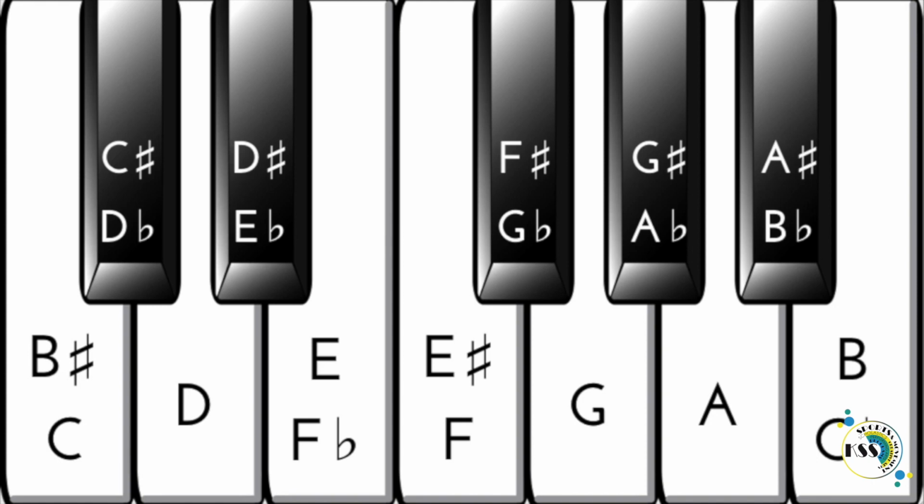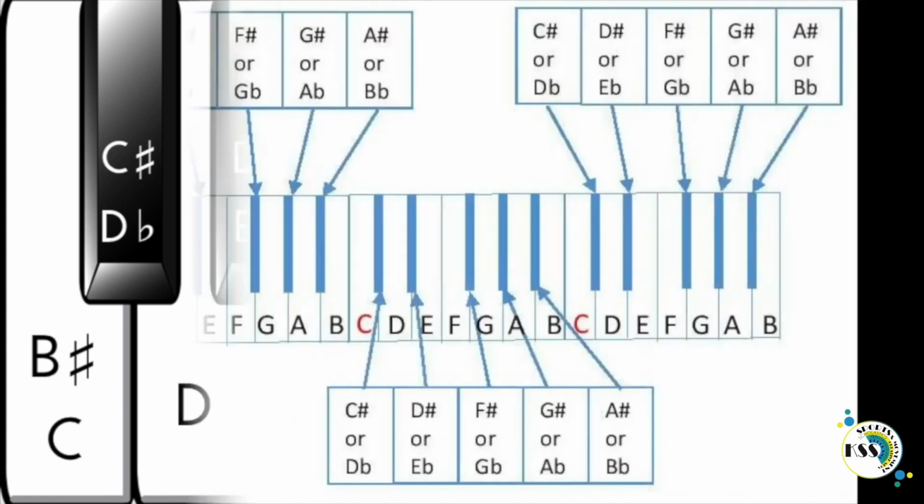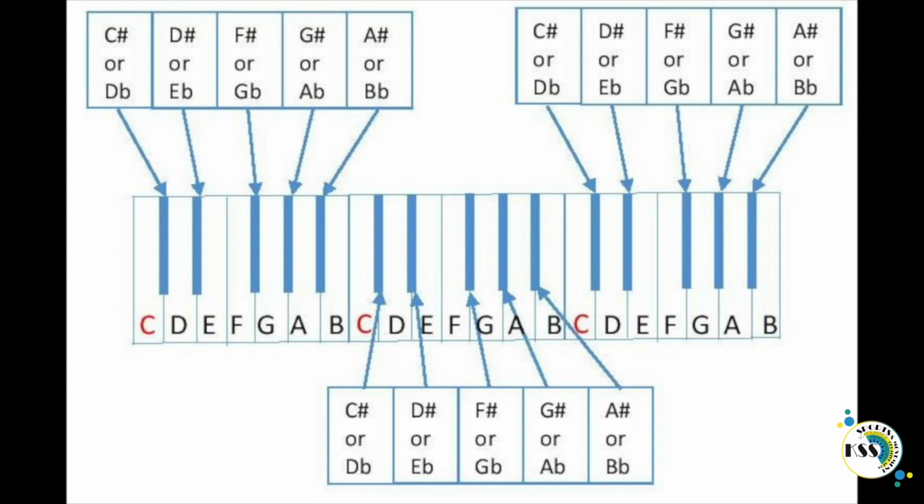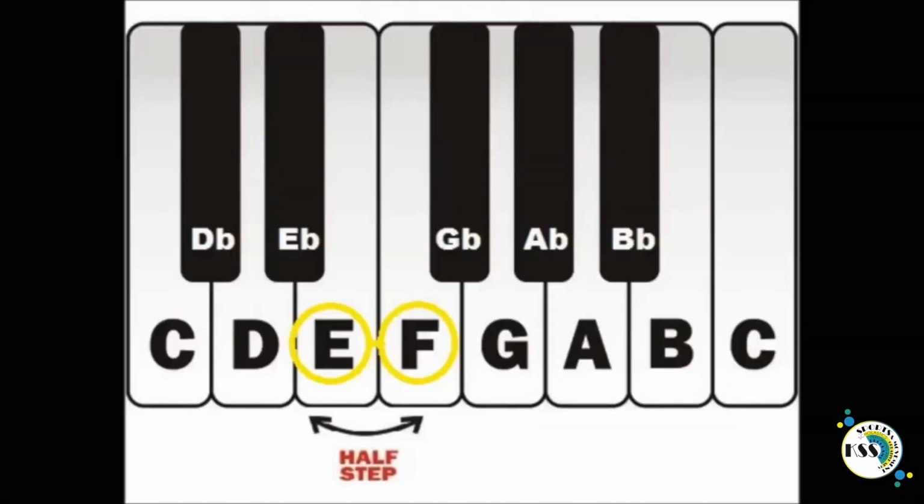As you can see on the graphic, there is no black key in between E and F or in between B and C. The distance in between C and C sharp or C sharp and D is a half step, which means that every time you look at a piano, the distance in between a white key and a black key is a half step. In the case of E and F, it is also a half step because there is no black key in between. The same situation happens in between B and C.